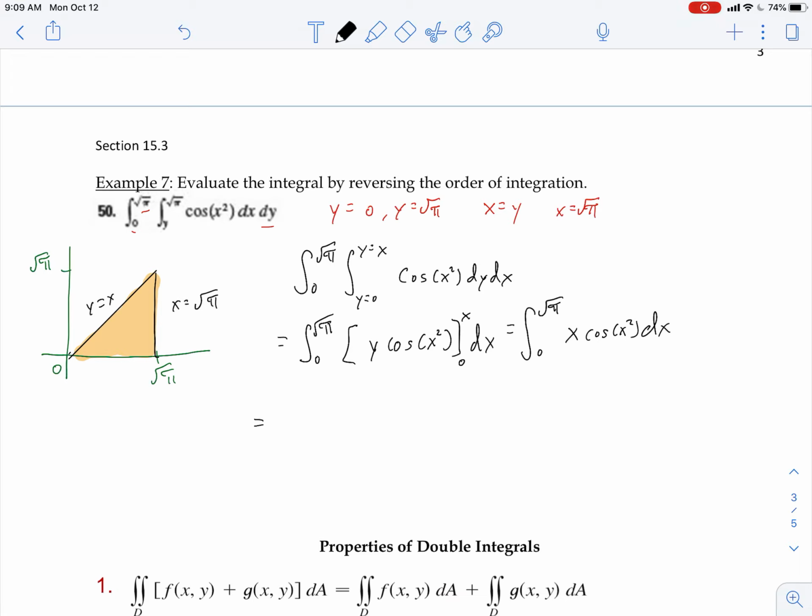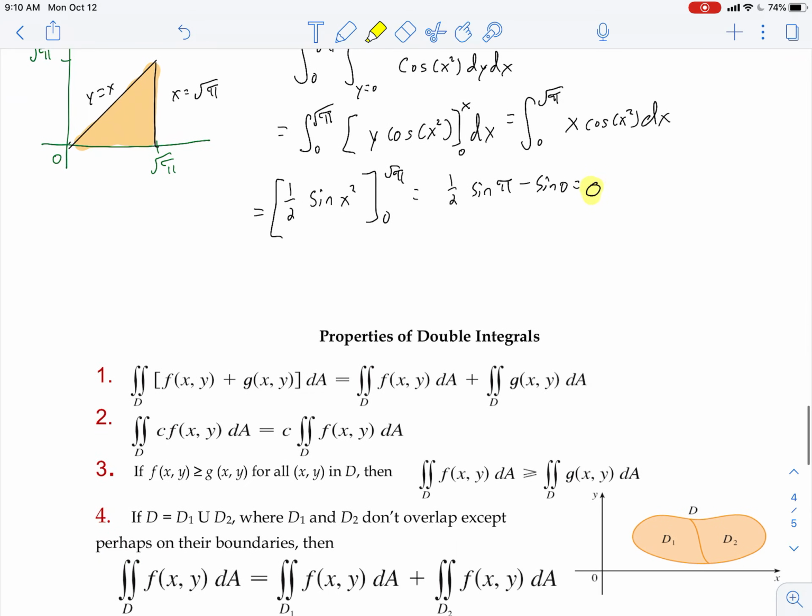Integrate that. That's nice. So the derivative of x squared is just 2x, so we need a 1/2. And then the integral of cosine is sine, so sine x squared from 0 to radical pi. Go ahead and plug in radical pi and 0. We're going to get 1/2 sine of pi minus sine of 0. And look at that, we get 0. That's always fun.